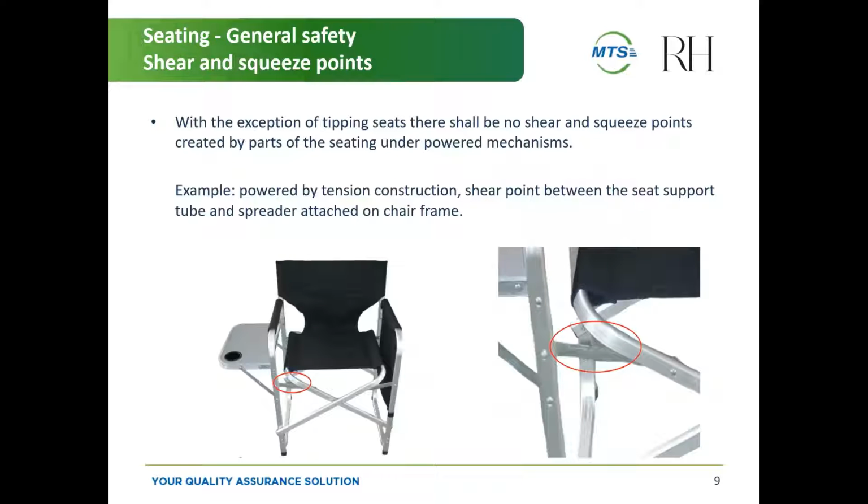Seating, general safety, shear and squeeze points. This would be for items under power mechanisms. And you can see here, there's some tension construction, the shear points right between the edges where the circles are. And these could be manually being moved, or also if it's under power mechanisms.